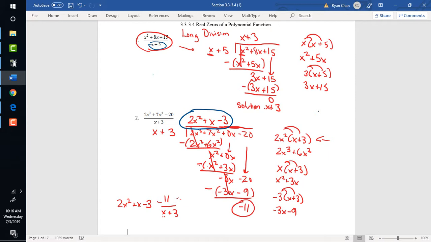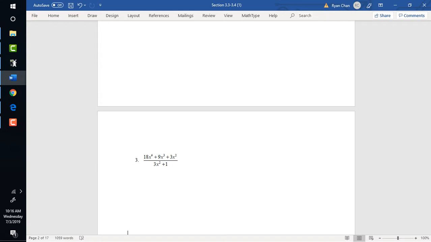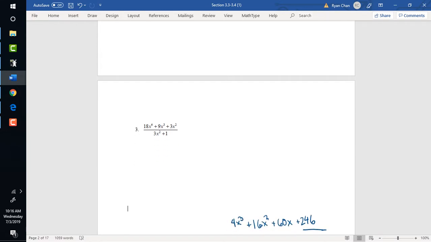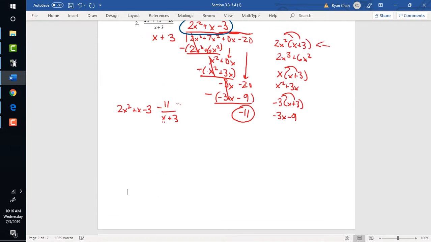Okay, so let's look at one more example. And then last thing, sorry, before we move on, just be very careful with your subtraction. So I have negative 20 minus negative 9, and that will be negative 11. Okay, so be very careful with your signs.